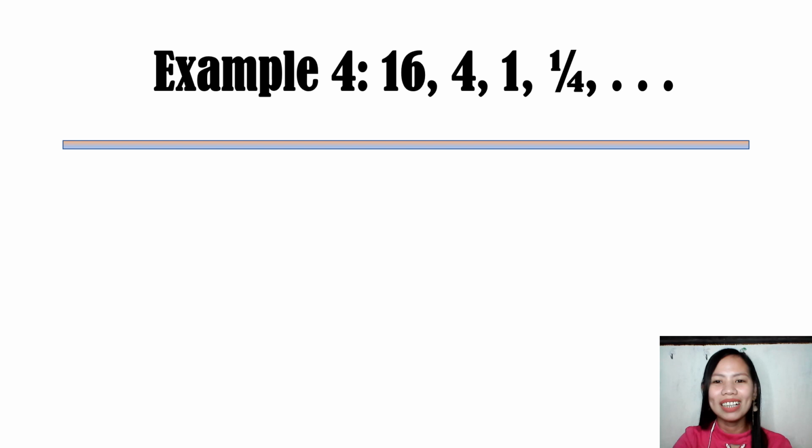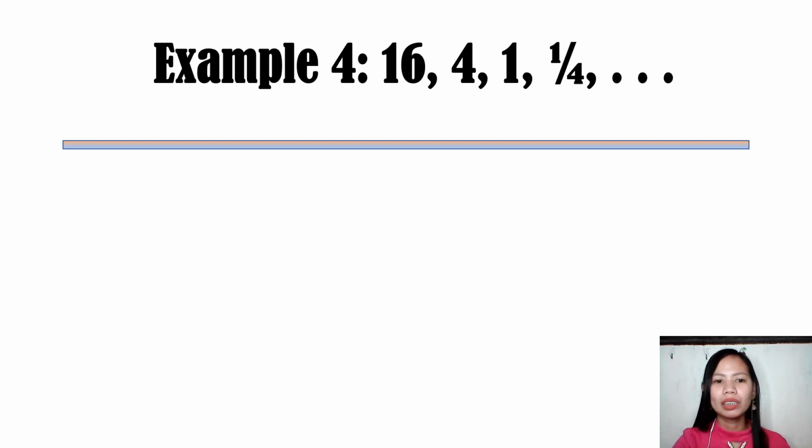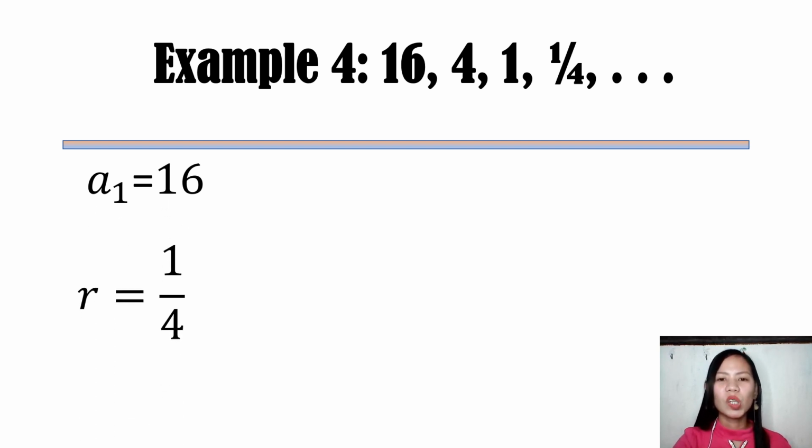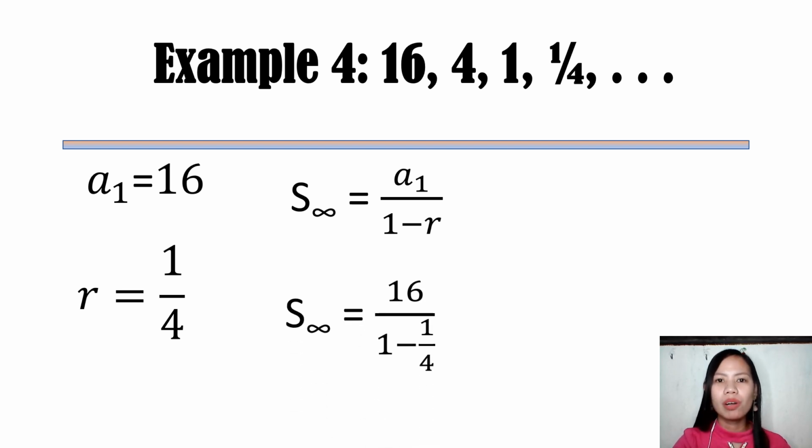Alright? Let us have another example. If we have 16, 4, 1, 1/4, is it possible to get the sum? Alright. Since the value of r is 1/4, then it is possible to get the sum. Okay, so let us solve this. Our A sub 1 is 16, and then the common ratio is 1/4. So by substitution, we have 16 over 1 minus 1/4. We need to solve first 1 minus 1/4. So we have 16 over 3/4. So we will divide fractions again.